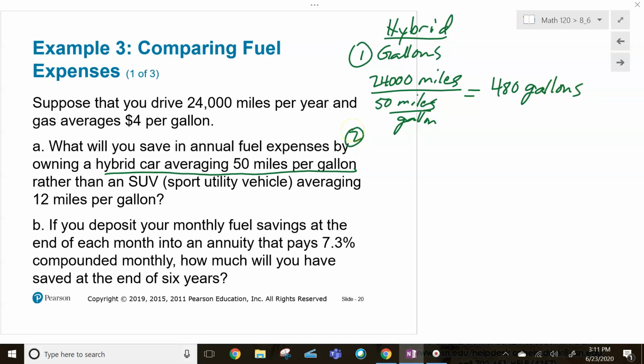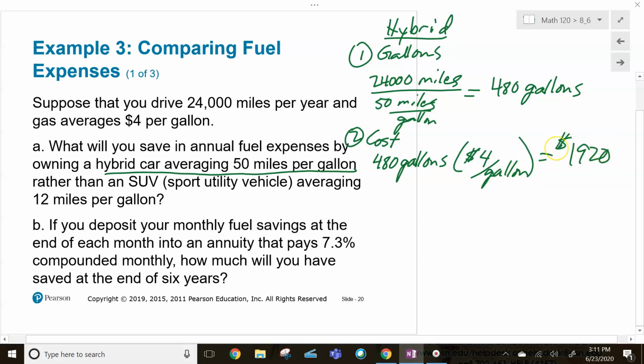So number two, what's the cost? Well, 480 gallons times $4 per gallon, and you've got $1,920 in annual fuel expenses for that hybrid. Okay, 1,920. Now let's compare that to the SUV.